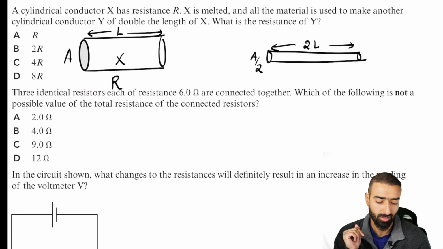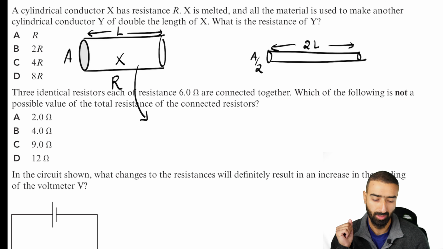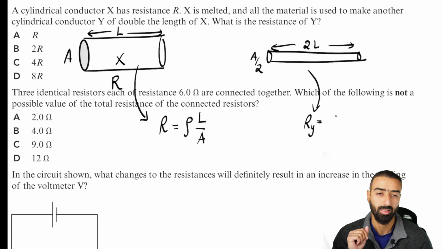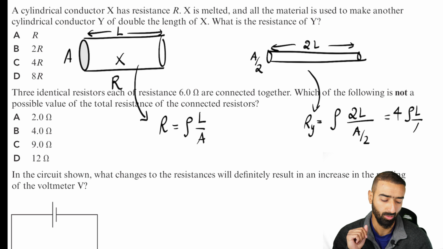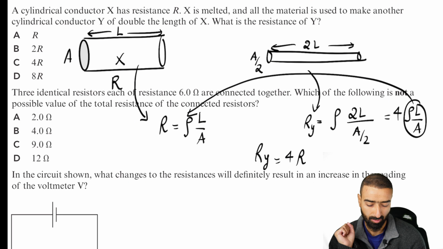Why should the cross-sectional area decrease by half? So that the volume stays constant. Okay, if we focus on conductor X, we can write resistance X equals resistivity times length over area. If I find the resistance of Y, I would write resistance of Y is resistivity times length over area. This turns out to be 4 times rho L over A. But rho L over A is resistance R. That means resistance Y is 4 times the resistance of X. So the option is C.